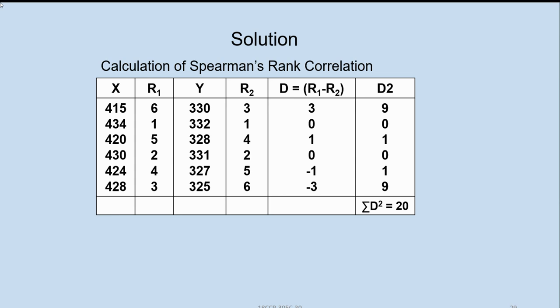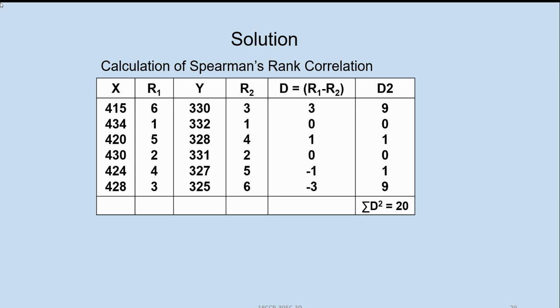Now take the difference. 6 minus 3 is 3. 1 minus 1 is 0. 5 minus 4 is 1. 2 minus 2 is 0. 4 minus 5 is minus 1. And 3 minus 6 is minus 3. So by taking squares, 3 square is 9, 0 is 0, 1 is 1, 0 is 0, 1 is 1, minus 3 square is 9. So sigma d square is equal to 20.